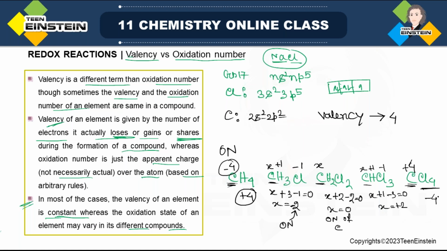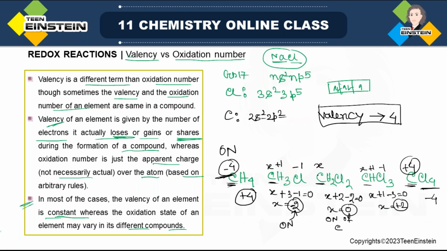So in this way, oxidation number is changing from CH4 up to CCl4. First it is -4, then it is -2, then it is 0, then it is +2, and then it is +4. So depending on the compound, oxidation state is changing, but valency in all these compounds is constant. It is fixed. It is 4.